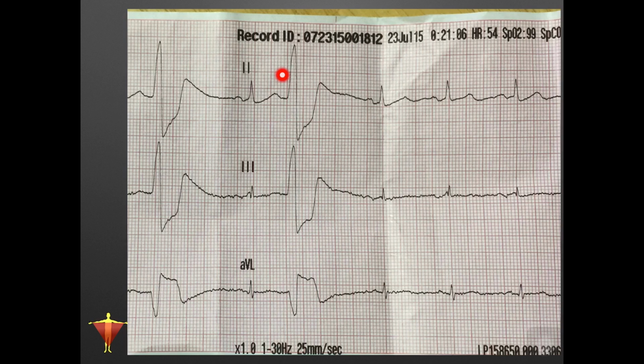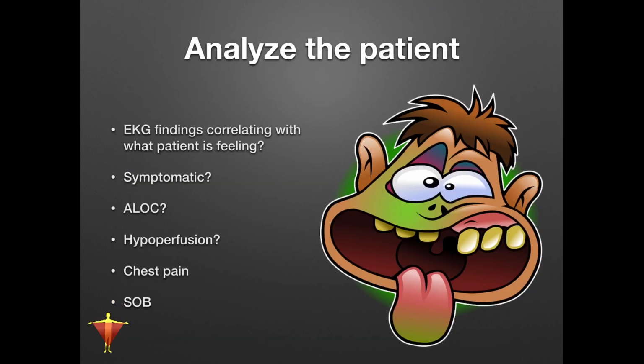But at the end of the day, what are we really worried about? Well, we really want to take a good look at our patient. Does he look like this? Because if that's the case, we got bigger issues, right?